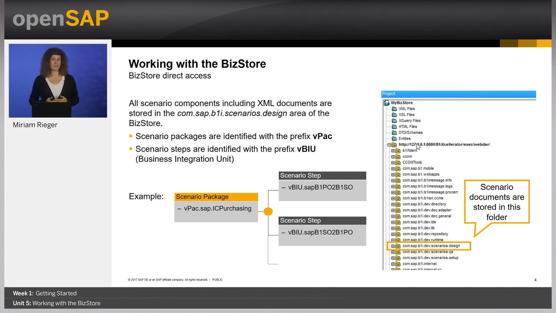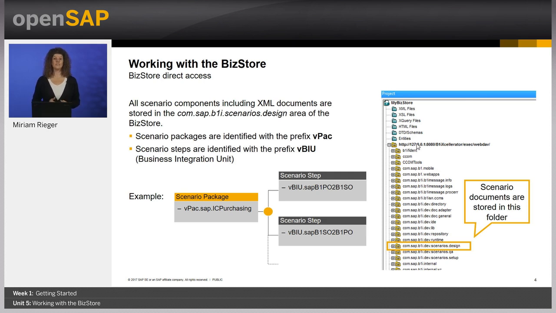When you access the BIS store directly from a WebDAV tool, you will see a structure similar to the structure shown here, with different expandable nodes. This view of the BIS store folders is not available when you use the embedded XML editor. I will show it later in the demo. Scenario packages are stored in the com.sap.b1i.scenarios.design area of the BIS store. You will also see it later.